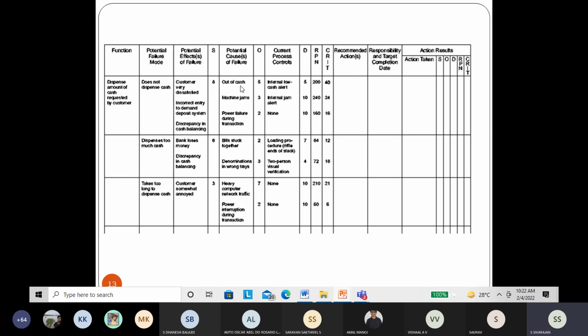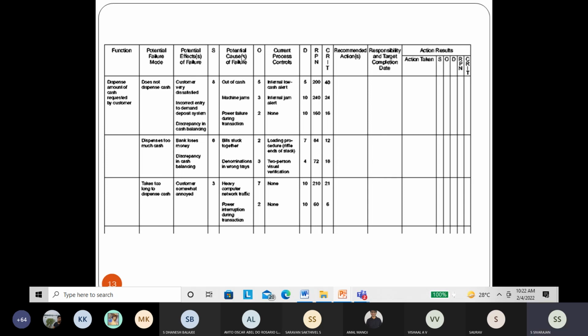Out of 10 times, 50% of the time it is due to out of cash, 30% is due to machine jamming, and 20% is due to power failure. Okay. So from the causes, we will find the occurrence. O means occurrence, S means severity. The third one is current process controls.